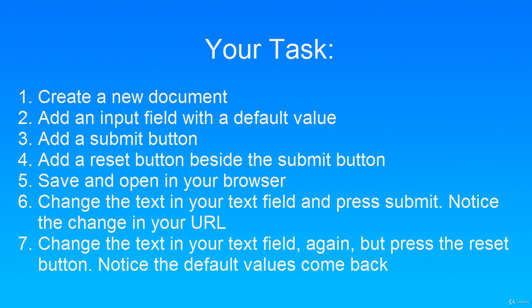Save and open your progress in your browser, and then change the text field that you created. Write anything else in it. So if your default value is Anakin Skywalker, change it to whatever you want. Put your first name if you like. Then hit that submit button. And when you hit that submit button, look up in your URL and notice that your address bar changed. And that will only change if you use the name attribute, like we did in our example.